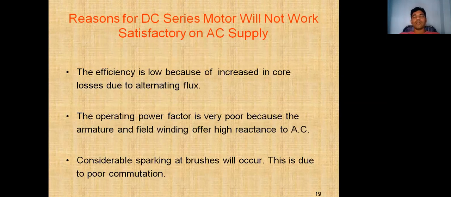Efficiency is low because of increased core losses due to alternating flux. The operating power factor is very poor because the armature and field winding offer high reactance to AC. Considerable sparking at brushes will occur. This is due to poor commutation.